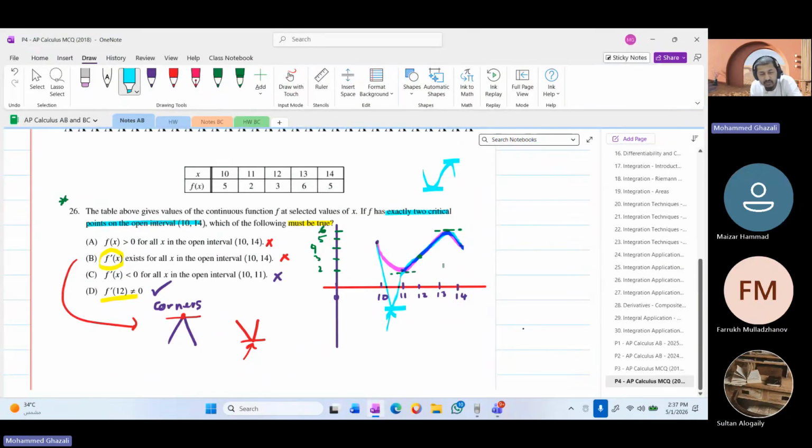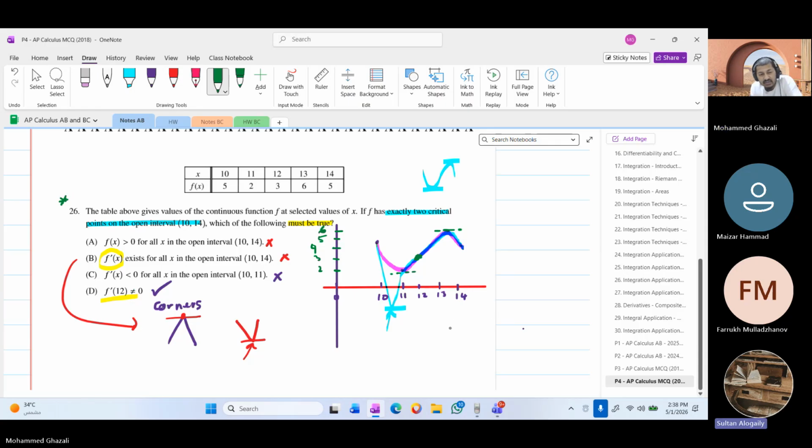And f prime of 12, what we said, I think it's in the middle of the extrema. This is in the middle of one maximum and one minimum. This is just one of the possible graphs. So it has to have... it's definitely not 0. Yes, correct.